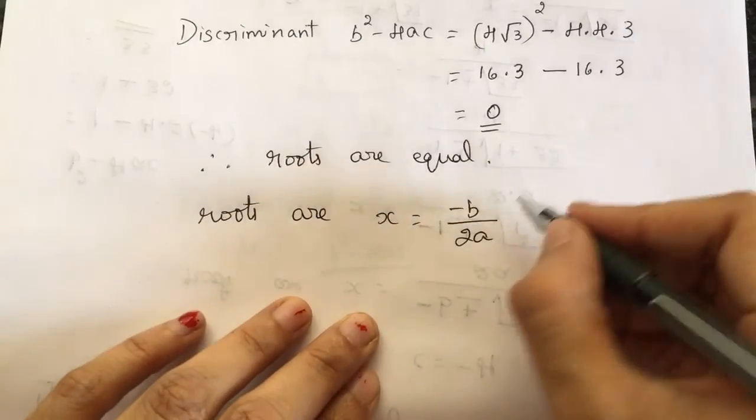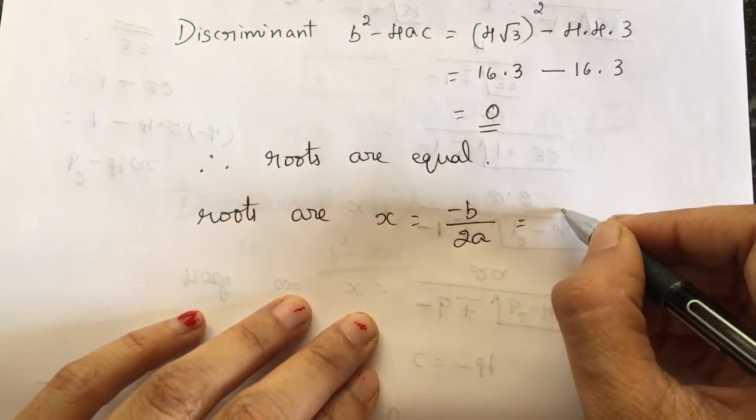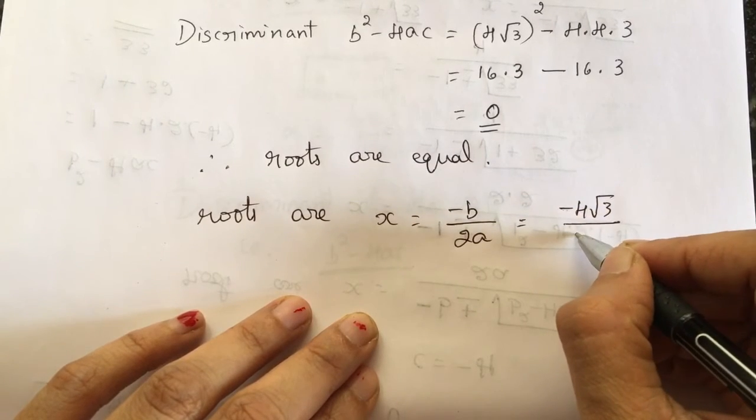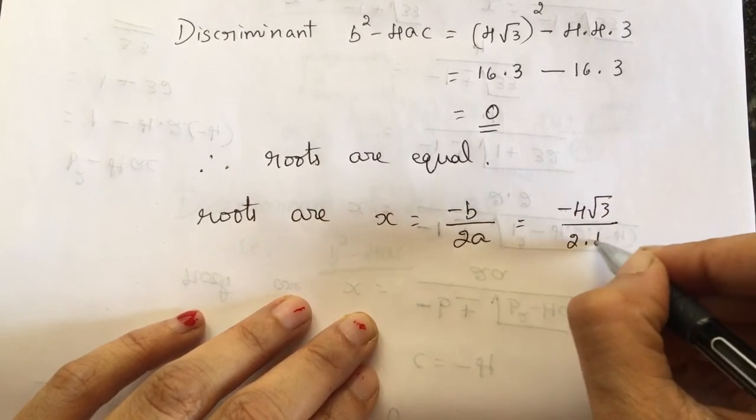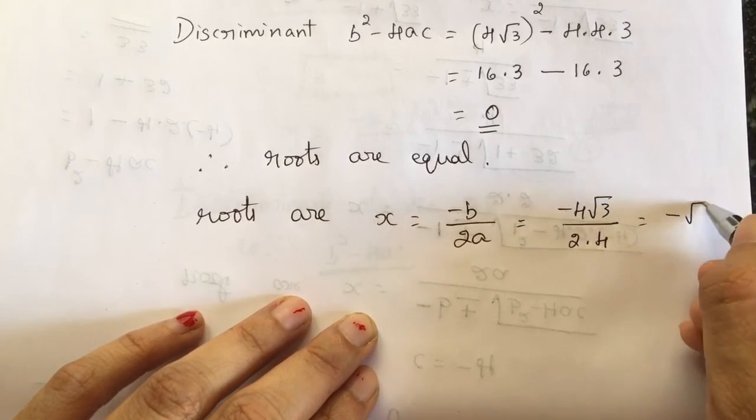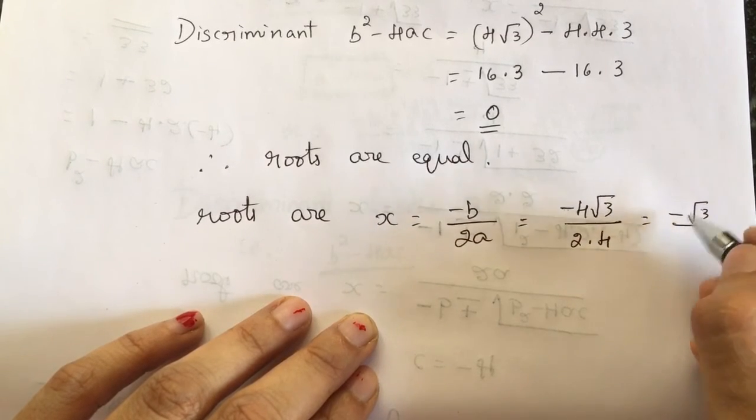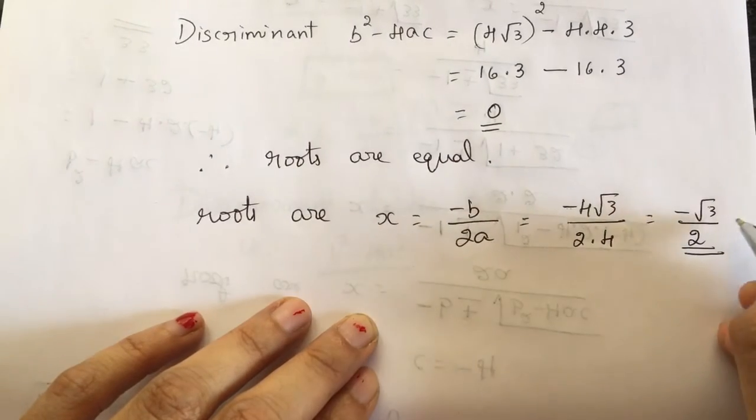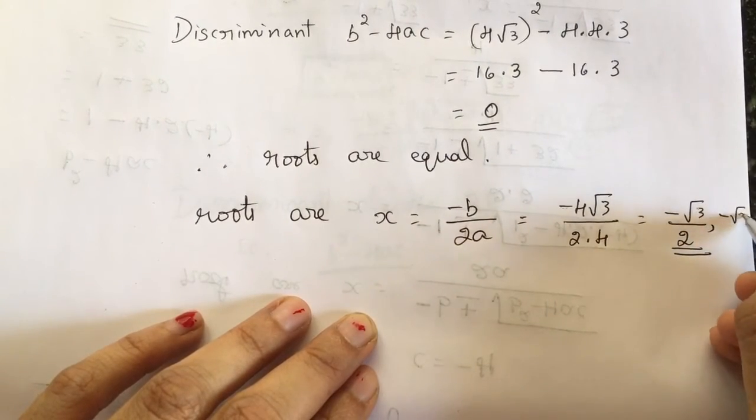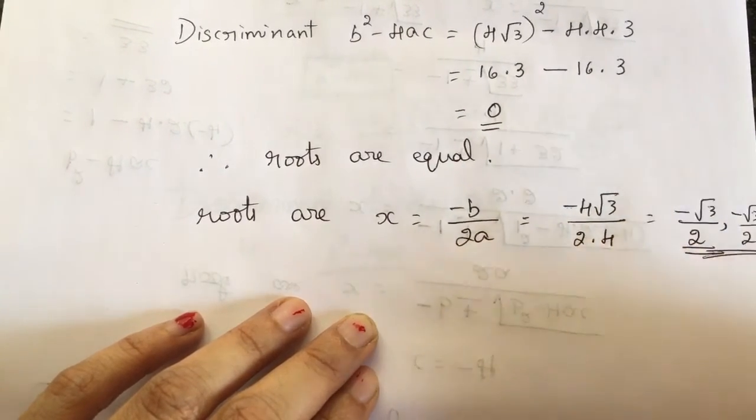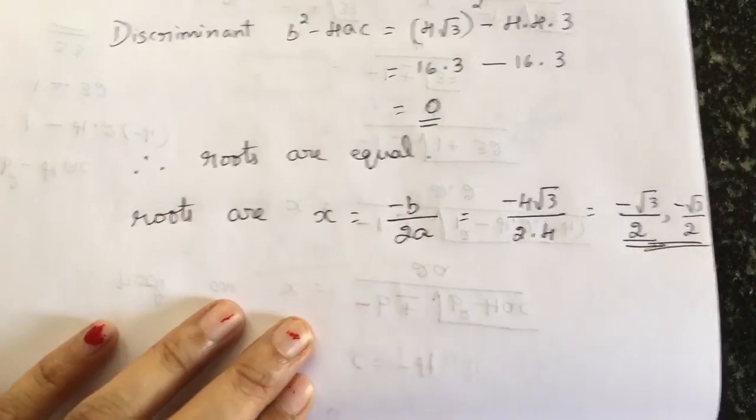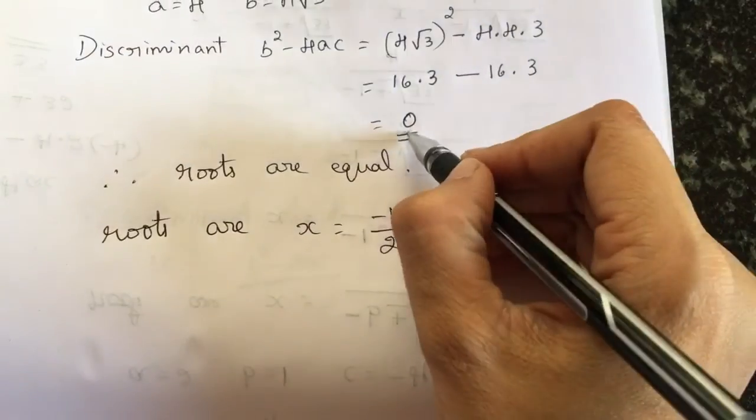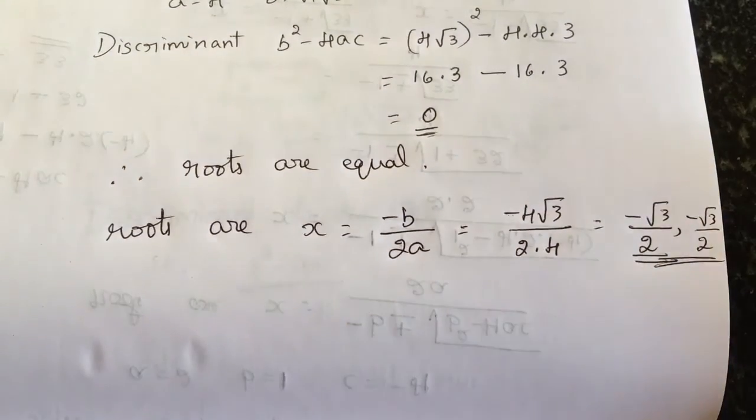It's minus 4 root 3 by 2a, 2 into 4, so it's minus root 3 by 2. So the two roots are minus root 3 by 2 and minus root 3 by 2. Roots are equal. You need not write the full formula. This is only if you get a discriminant value as 0.